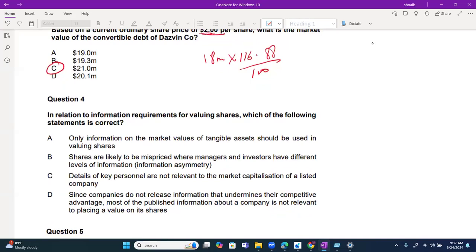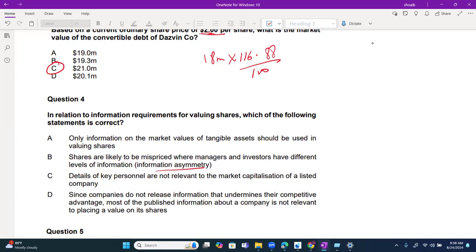In relation to the information requirement for valuing shares, which of the following statements is correct? Only information on the market value of tangible assets should be used in valuing shares. Shares are likely to be mispriced where managers and investors have different levels of information. If there is information asymmetry, mispricing happens. Information asymmetry means I have one piece of information, but you have different information. Okay. So B is correct.